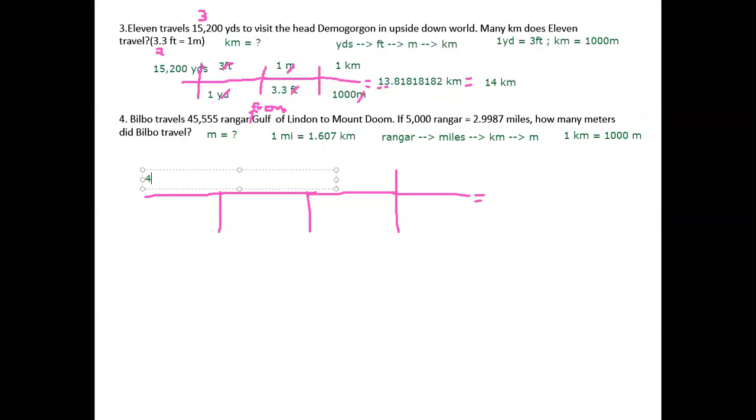So we're starting with 45,555 Rangar, and that's actually a unit in Middle Earth. I did some research. And we want to convert first Rangar to miles. So we know that 5,000 Rangar is 2.9987 miles. So again, we put Rangar on the bottom because to the left on top is Rangar, so that way they cancel out. Next, we want to convert miles to kilometers. So in our conversion factor, mile goes on the bottom and kilometer goes on top.